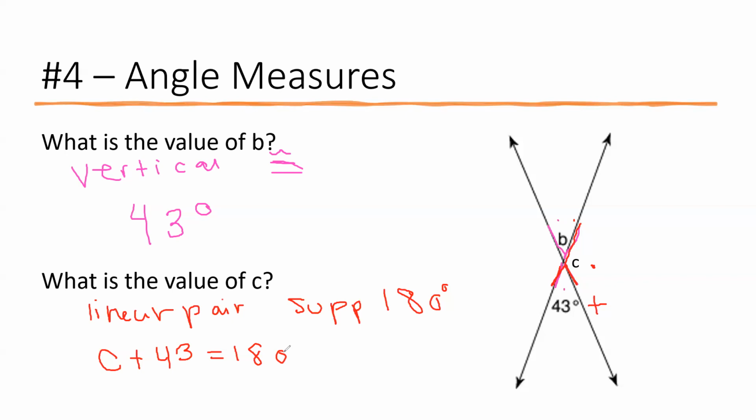Well, how can we figure out that answer? If we know that together they add up to equal 180, we could subtract to get our answer. So 180 minus 43 gives us a final answer of 137 degrees.